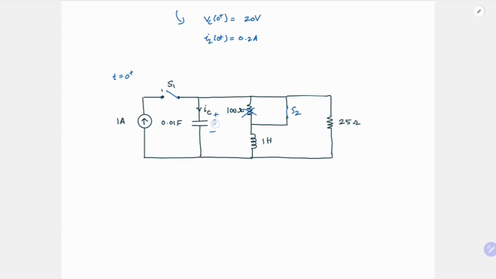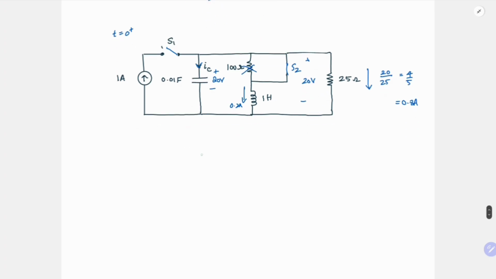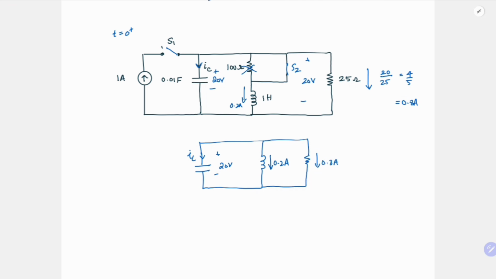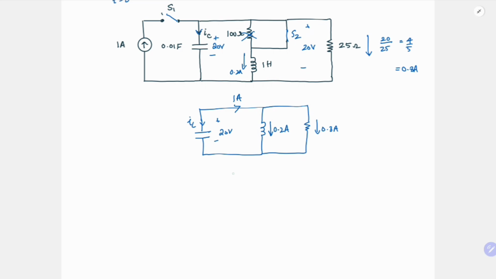Okay, so now you have 20 volt here and you want to find IC. Here already 0.2 ampere is flowing, and across this terminal you're seeing 20 volt. So what will be the current through this? It will be 20 by 25, which is nothing but 4 by 5, which is 0.8 amperes. So there is 0.2 amperes flowing here. If I simplify this, I have a 20 volt source, this is IC, and there is an inductor carrying 0.2 ampere and a resistor carrying 0.8 ampere. So the total current here is 1 ampere, and your IC is in the opposite direction, so it is equal to minus 1 ampere.